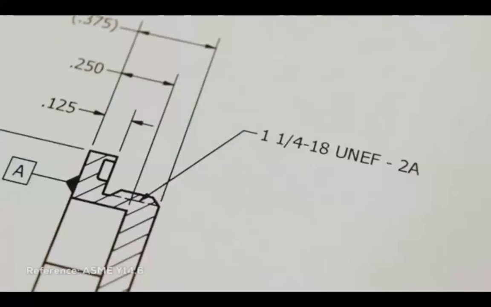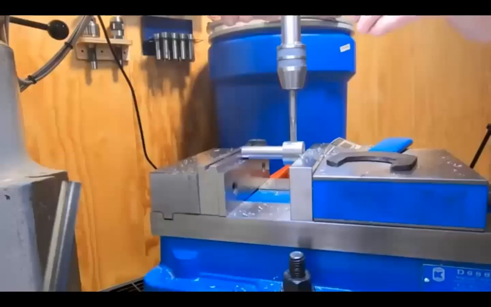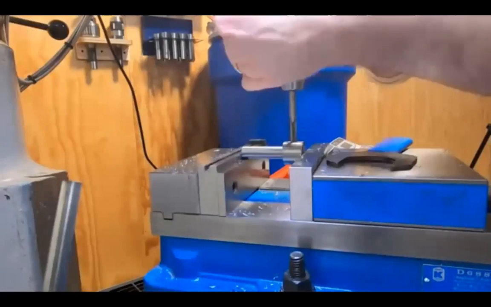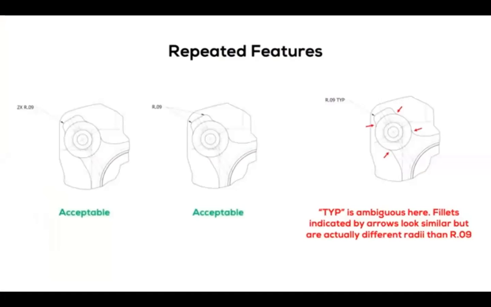Threads are called out with a note that specifies the size, standard, and usually the tolerance class. You can also specify the depth in the note or with the dimension in a view. Many times, you'll have multiple instances of the same feature, like these fillets. You can use a note like 2X to indicate this, or multiple leaders. Sometimes people will put TYP for typical, but you should avoid doing this because it can be extremely confusing when there are multiple features that look similar but are really different.